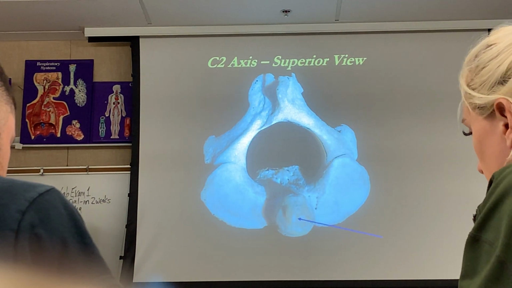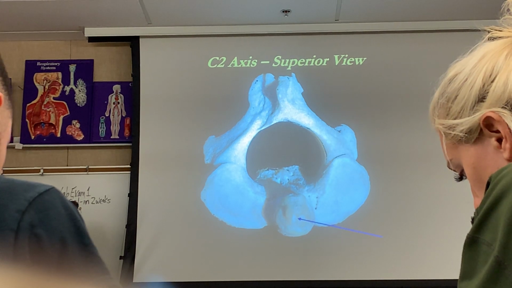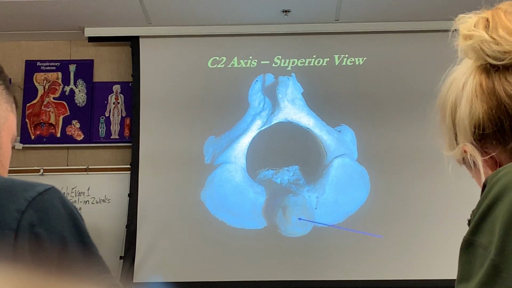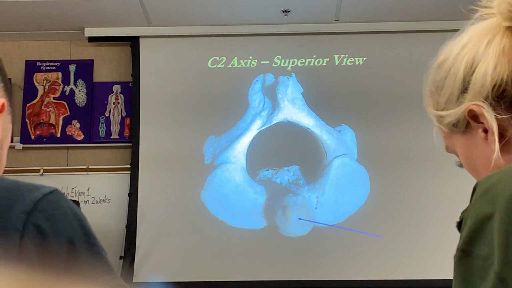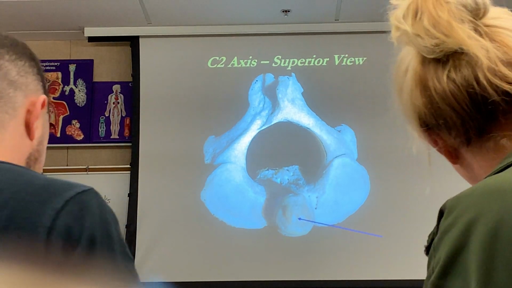And the axis is a bony strut that you rotate around when you do this. And because of that, it acts like an axle. That's why they named C2 the axis. Everybody got it?